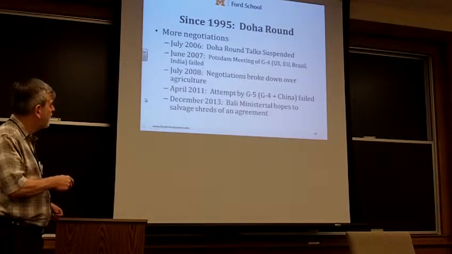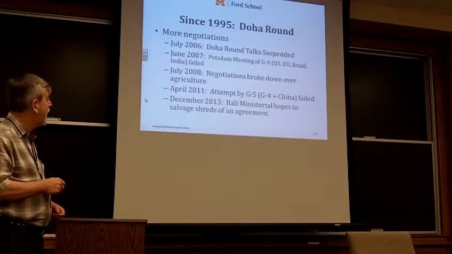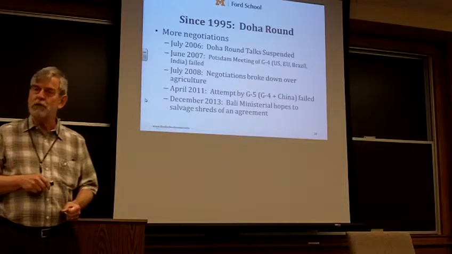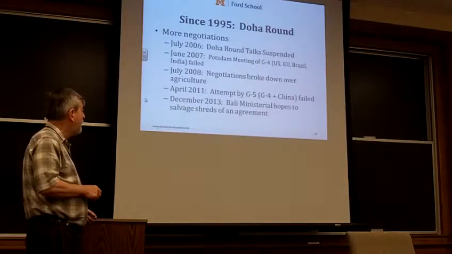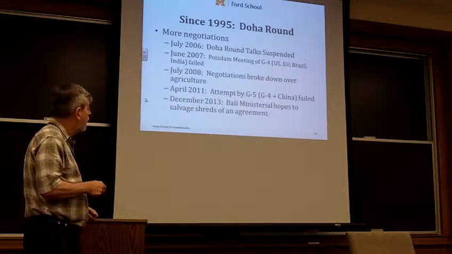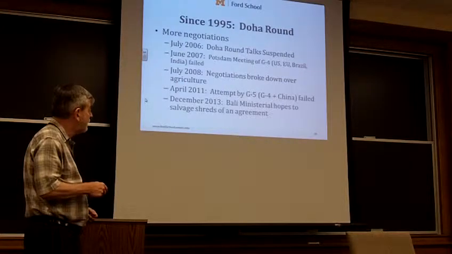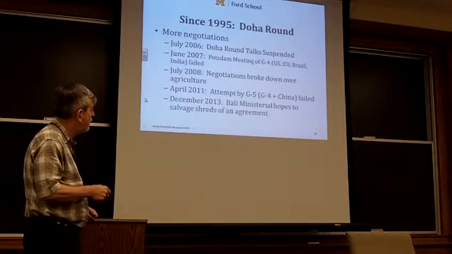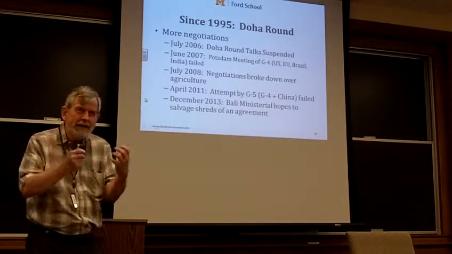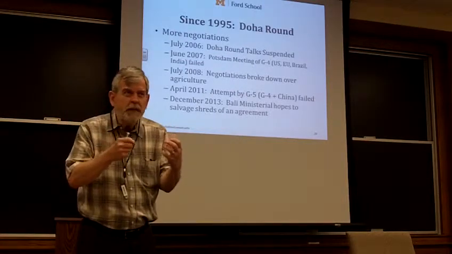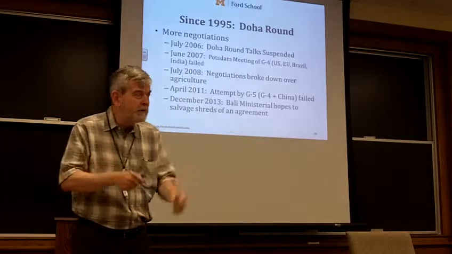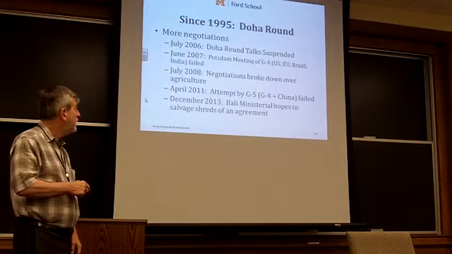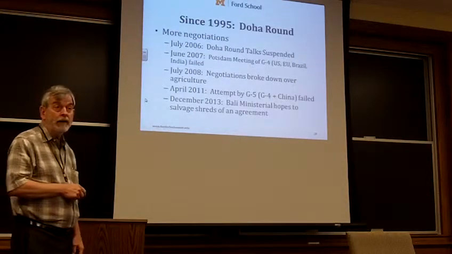Well, here is a little bit of a history of the problems that they've had, and basically almost every bullet point there is when the negotiations faltered one way or another. And the most recent thing was in 2011, where there was an effort by a group of 5 countries. G4 is up here, and then they added China. They tried to come to some sort of an agreement that would allow this thing to move on, but they failed. They are scheduled to have another meeting in December of this year in Bali.